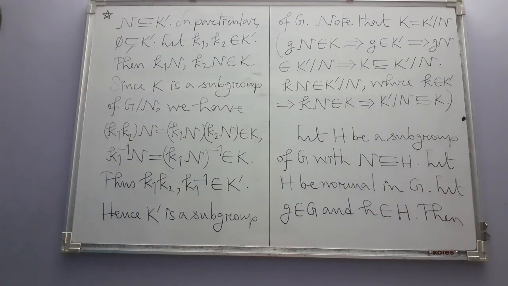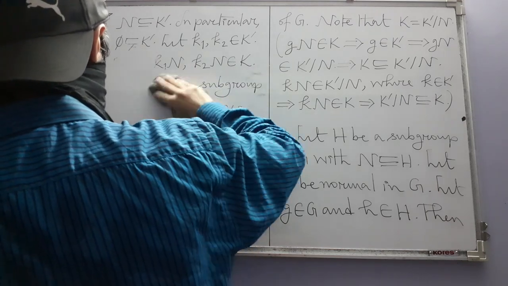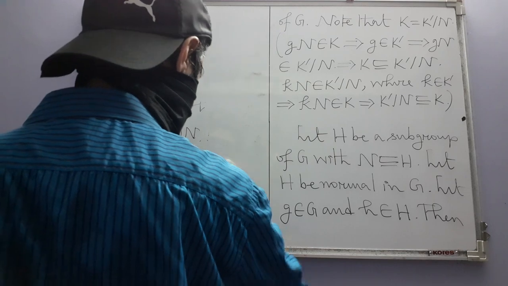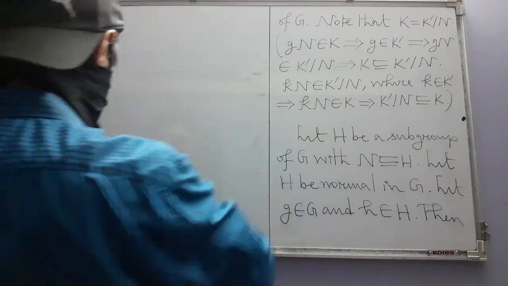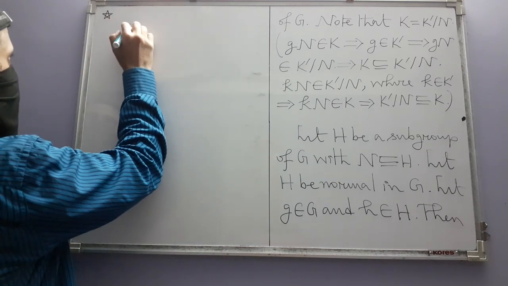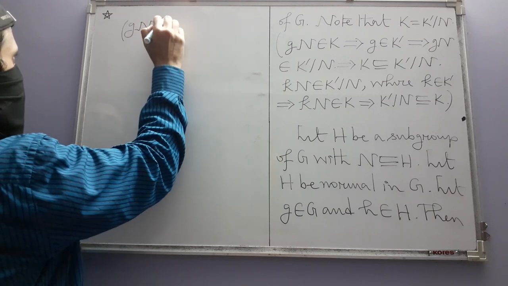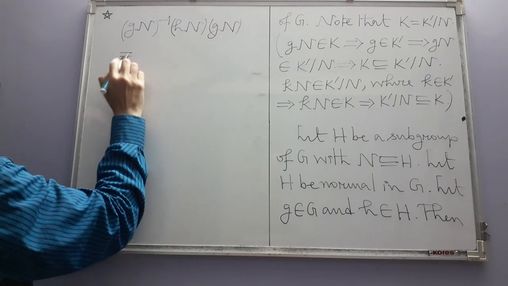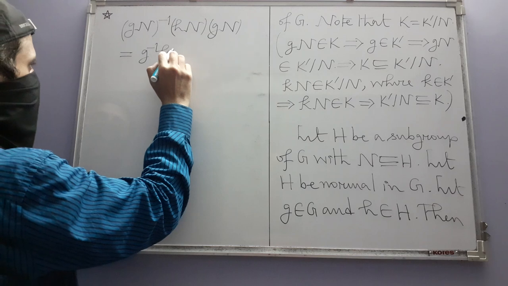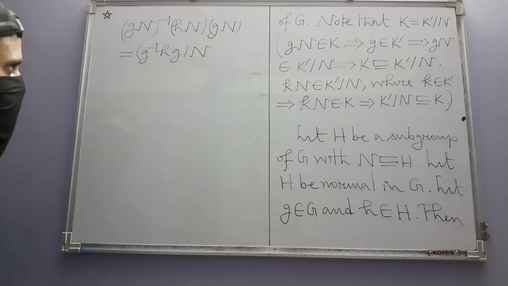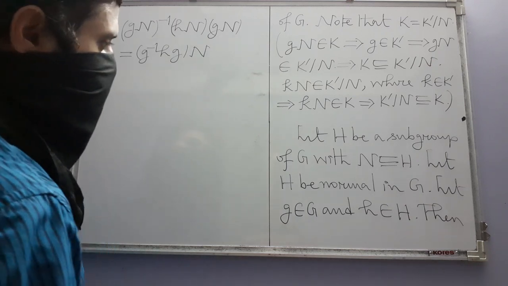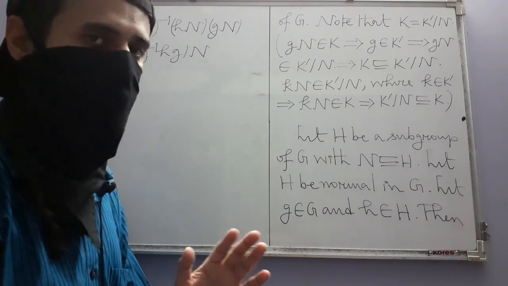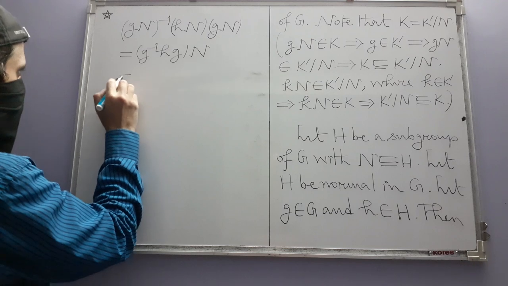Then (gN)^{-1}(hN)(gN). We know what it's going to be: g^{-1}hg N. Okay, so now what we want to show is that this element is in H/N. But it is. Let's first write that it is, and then we will justify why it is so.